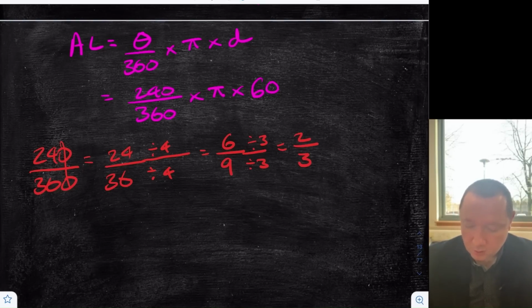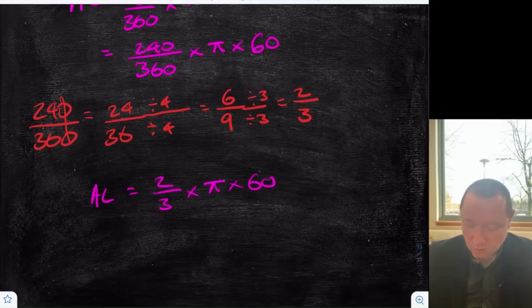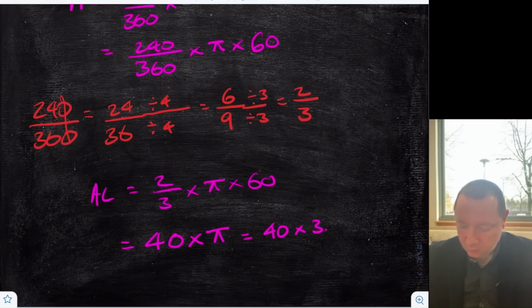So our sum now can be replaced with this fraction. I've got arc length is 2/3 times pi times 60. I'll leave the pi to the end. So I've now got 2/3 of 60. So I divide by 3 and times by 2. 3 20s is 60. 20 times 2 is 40. So I've got 40 times pi. So that's 40 times 3.14. So we need to do this sum.